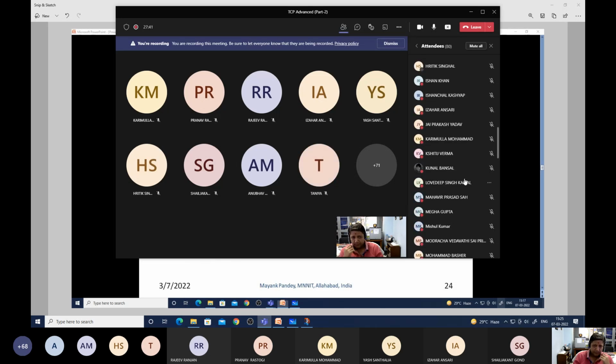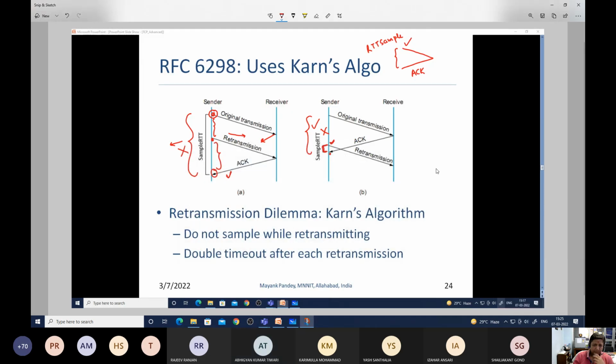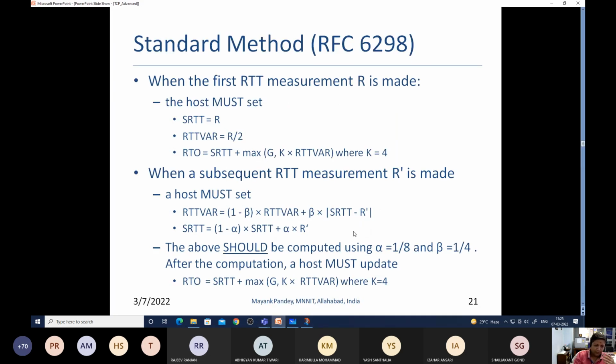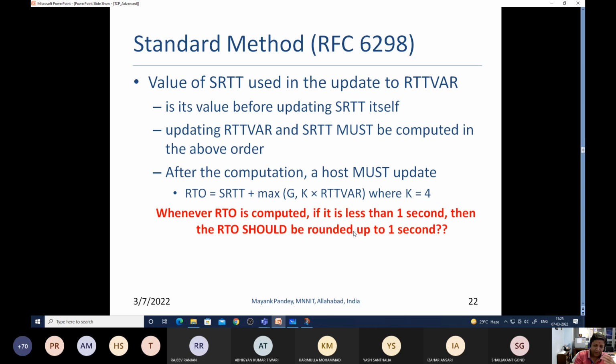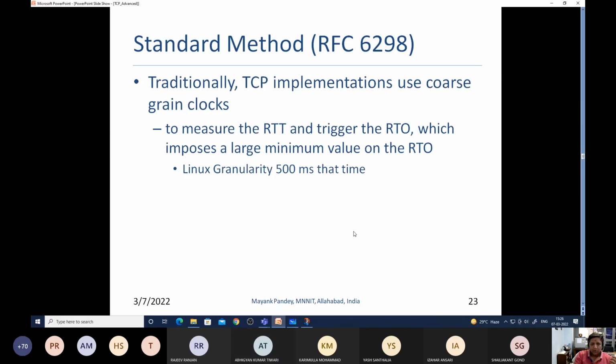Sir, I'm thinking of keeping two timers, one for when the original signal is sent and one for when it is retransmitted. But I think in the second case this will not work, because then there would be a dilemma again about which to take. And then finally you have to make your design as simple as possible, because you should not be spending a lot of time calculating the RTO. Got the point?